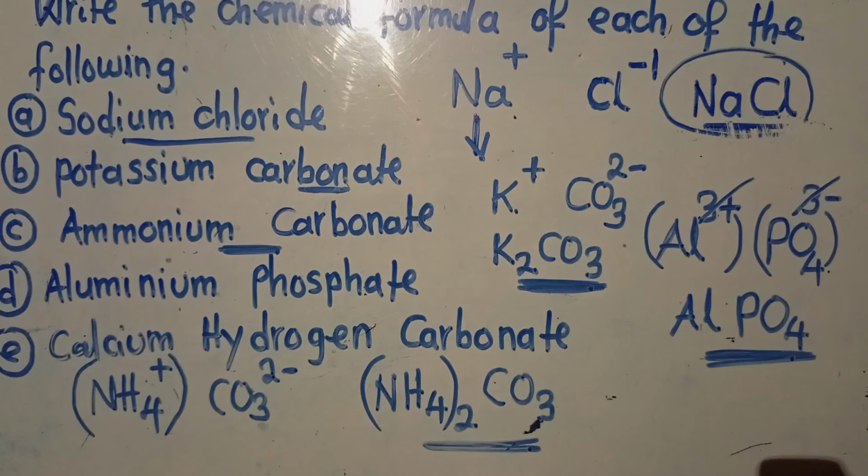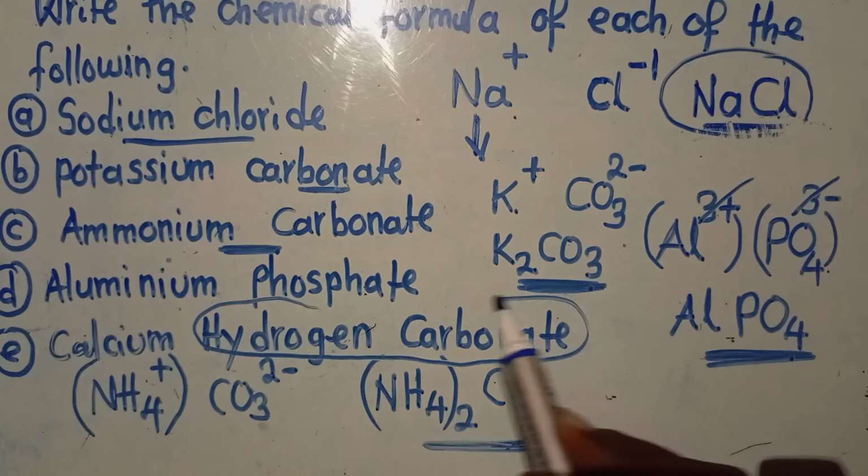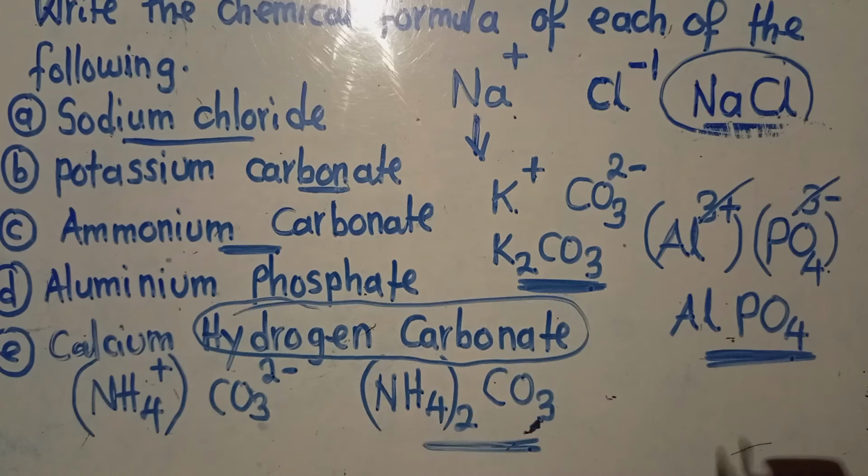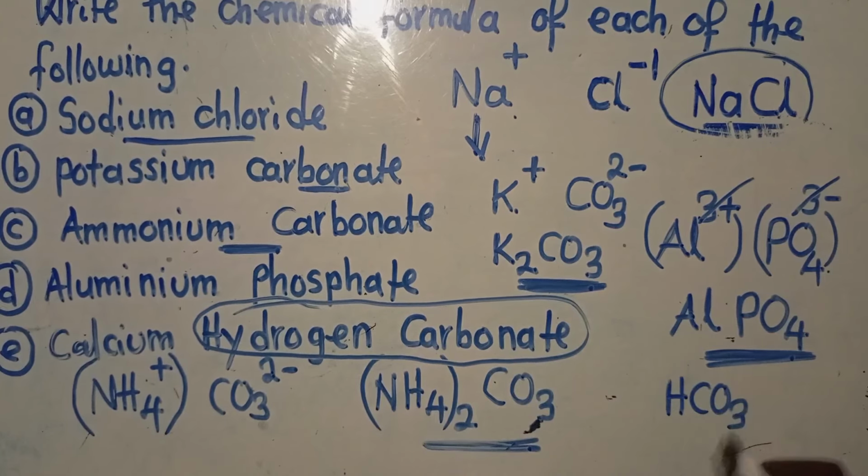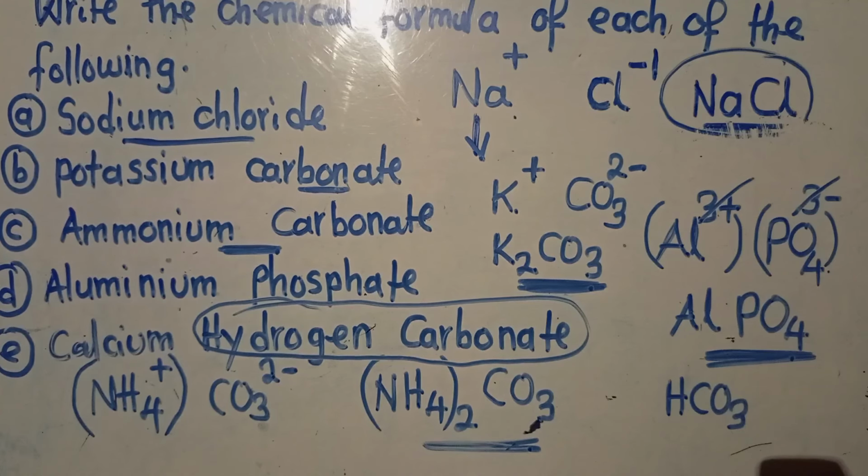We go now to the last one, which is what? Calcium hydrogen carbonate. So what you need to know and understand, this thing here, hydrogen carbonate, this is a radical that you are supposed to know. It is like this, hydrogen carbonate. This is how it is. So we want to come up with calcium hydrogen carbonate.